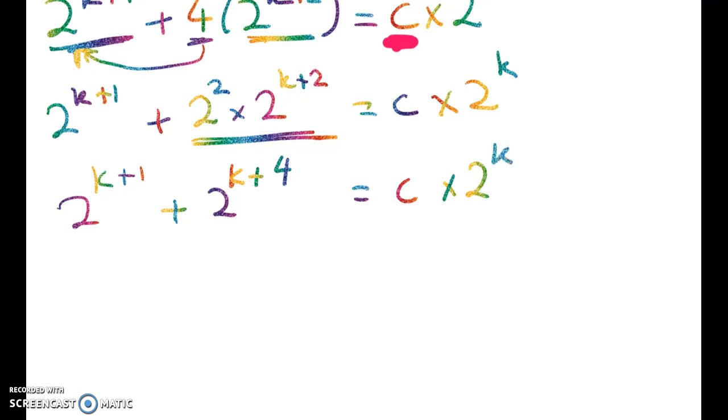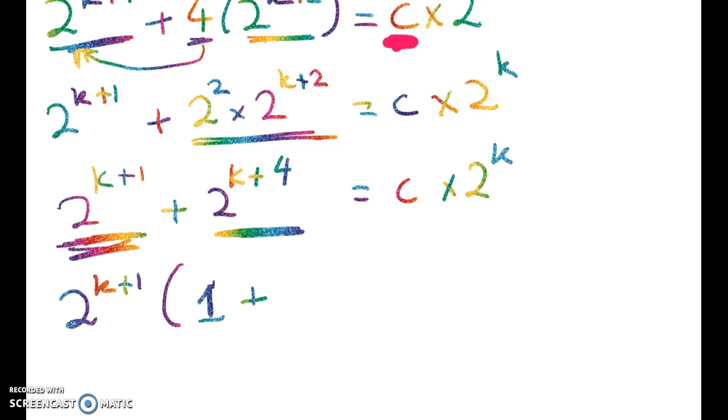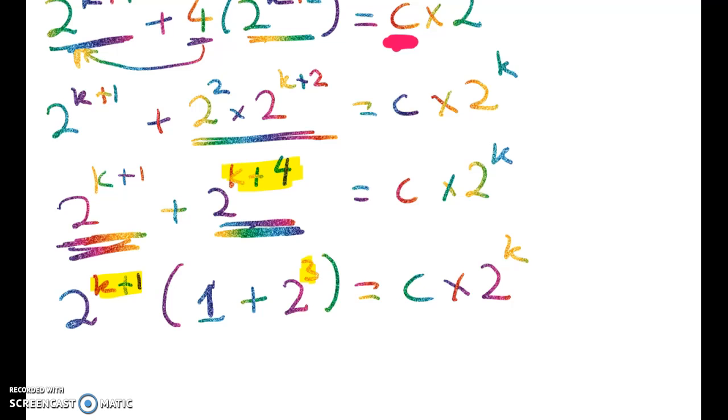Now, we're going to do what we did in the previous little video. We look at the 2 to the k plus 1, and we look at the 2 to the k plus 4, and we can see we've got a common factor. The highest common factor on the left-hand side is 2 to the power of k plus 1. We've got 1 times that to match up the first term, and then we've got 3 times that to match up this one here. Right, so just satisfy yourself that k plus 1 plus 3 is going to match up your k plus 4. And now this equals C times 2 to the power of k.